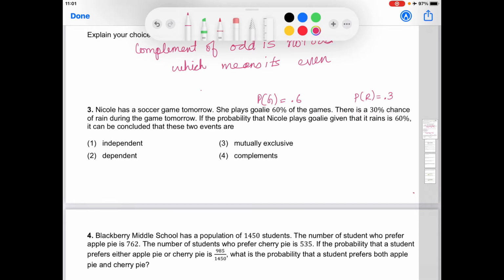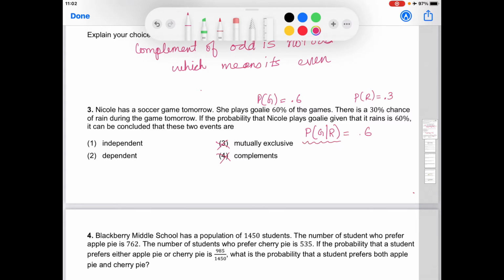60 by 100, 0.6. If the probability that Nicole plays goalie given that it rains is 0.6, what can be concluded about these two events? So let's check. First of all, these are definitely not mutually exclusive because they both can happen at the same time, right? So that's our out. They're not complements. We're not saying what's the probability she's playing goalie and not goalie. So either it's dependent or independent.